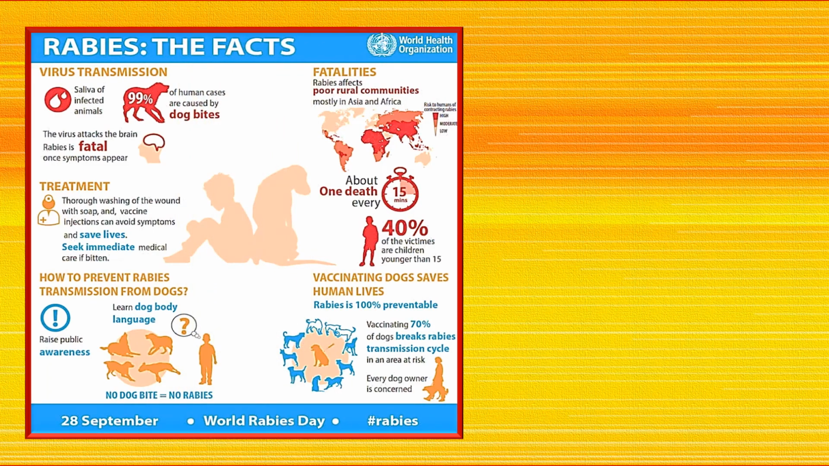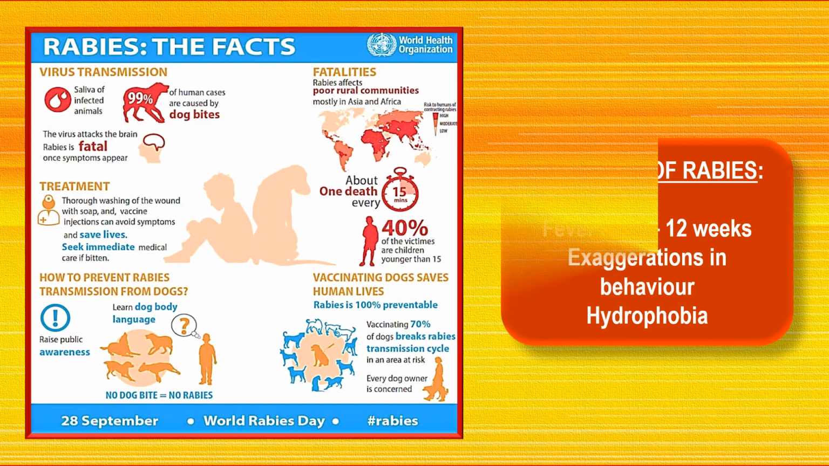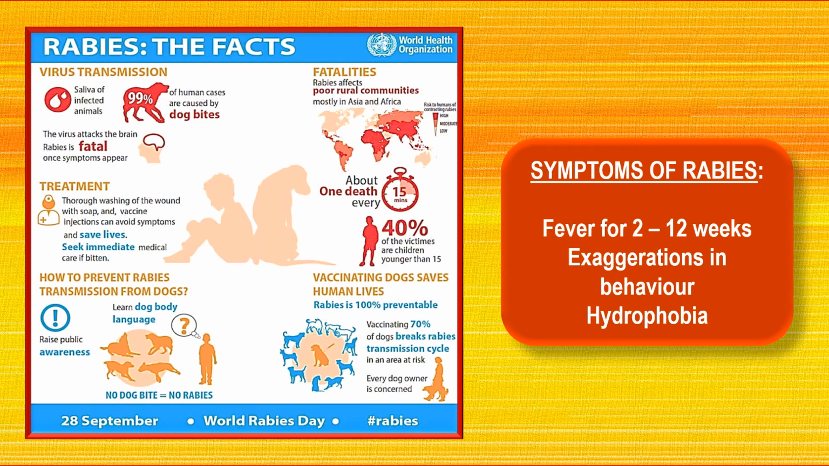So these are some other facts about rabies. The symptoms of rabies may be fever for 2 to 12 weeks. Exaggerations in behavior, the person starts behaving not normally, being very angry or very sad or feeling like crying, such different types of behavior. And hydrophobia, as I already told you, all people who are having rabies will not want to go next to water.